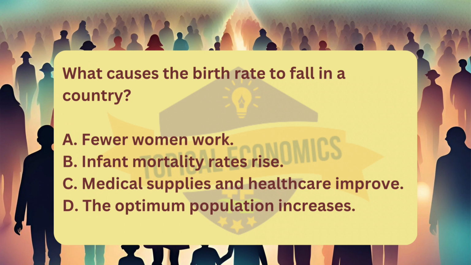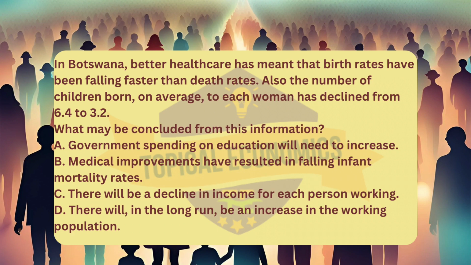Lastly, option D. The optimum population increases. An increase in the optimum population does not directly lead to a fall in the birth rate. The optimum population is the ideal population size that maximizes economic and social well-being, but it doesn't necessarily correlate with birth rates. Birth rates are influenced more by factors like access to healthcare, education, and family planning than by population size per se.